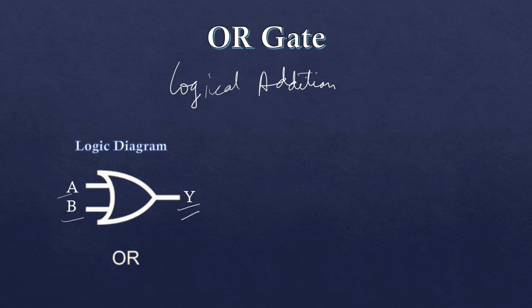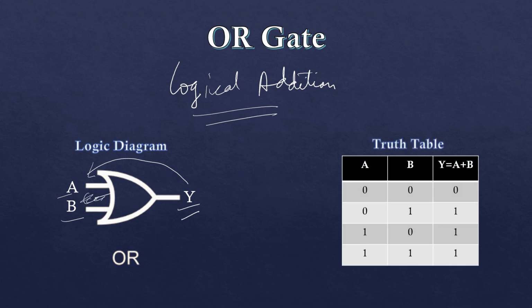So what is the output here? Output Y depends on the logical addition of the inputs A and B. We can also have another variable, if three variables, like C. Now let's see the truth table, then you will understand. If A value is 0 and B value is 0, we are just doing logical addition. So 0 plus 0 is 0. 0 plus 1 is 1. 1 plus 0 is 1 and 1 plus 1 is 1.